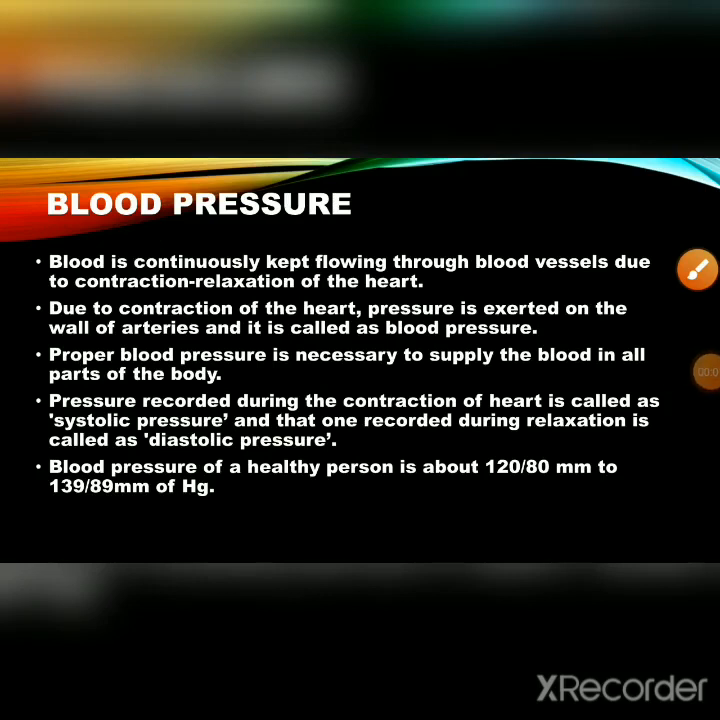Blood pressure. Blood is continuously kept flowing through the blood vessels due to the contraction and relaxation of the heart. Due to the contraction of the heart, pressure is exerted on the walls of arteries and it is called blood pressure. Proper blood pressure is necessary to supply the blood to all parts of the body. The pressure recorded during the contraction of the heart is called systolic pressure. The one recorded during the relaxation is called diastolic pressure. Blood pressure of a healthy person is about 120 per 80 mm to 139 per 89 mm of Hg.